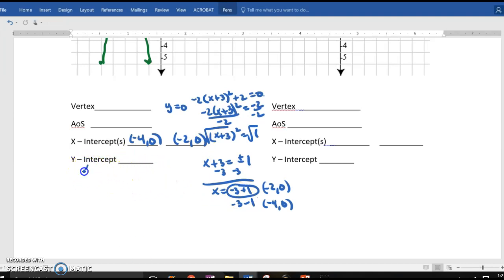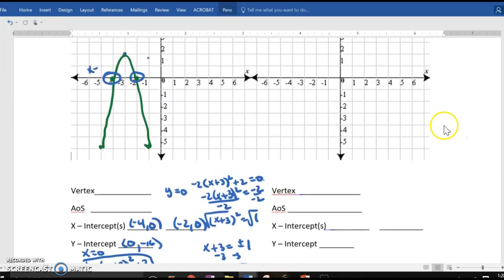To find the y-intercept, you have to remember, we let x equal 0. So y equals -2 times 0 plus 3 all squared plus 2. Put this in the calculator exactly the way you see it, and you'll get y equals -16. So right away, your y-intercept is 0, -16. Okay? Next, for the second problem here.